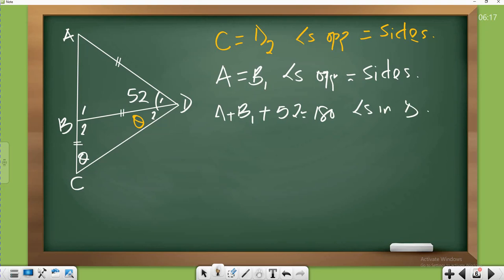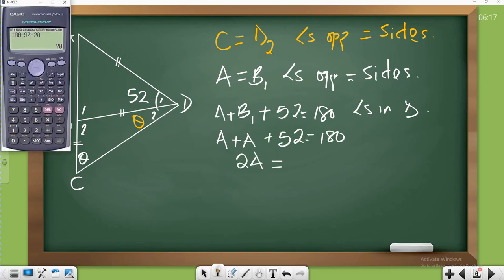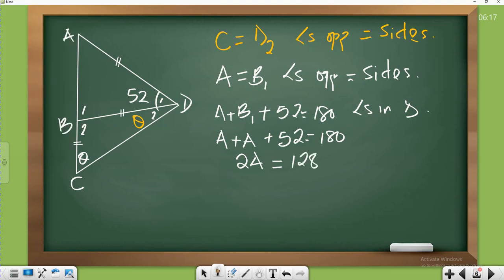Now, but how will this really help us? Will this really help us? It should help us. Let's get angle A. So can I say, since angle A is equal to angle B1, I'm just going to replace my B1 with A, plus 52 equals 180. So A plus A would give me 2A equals, I can then move my 52 over, it becomes negative 52, and then we have 128. Can I then divide both sides?